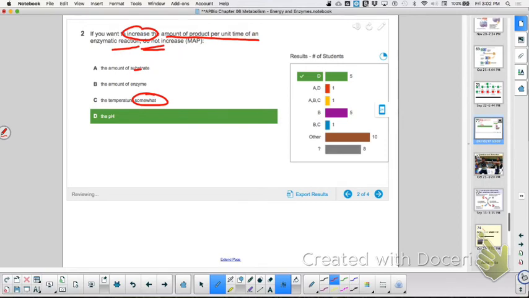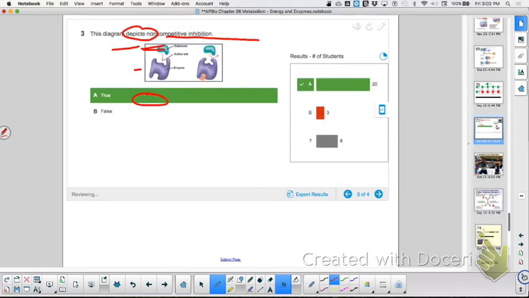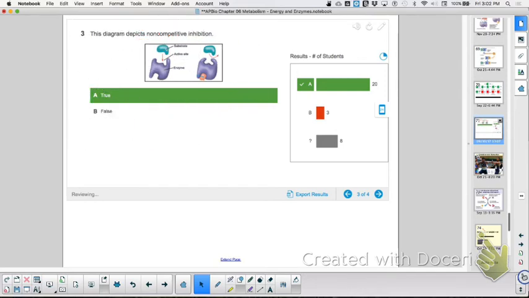All right, number 3. The diagram depicts a non-competitive inhibitor. That answer is true. Why is it true? It didn't bind to the active site, because if it bound to the active site, it would be a competitive inhibitor. It bound to a secondary site.